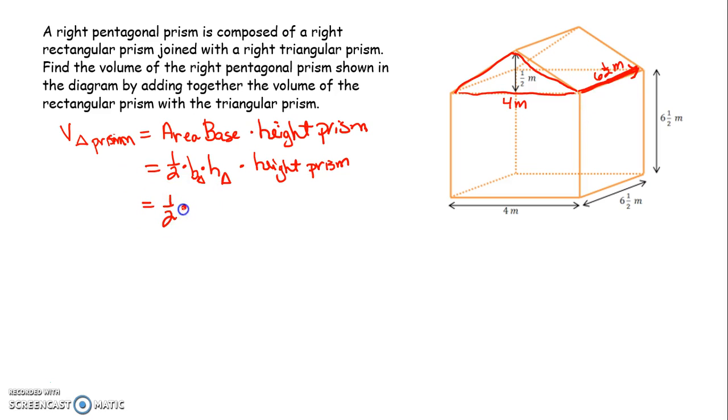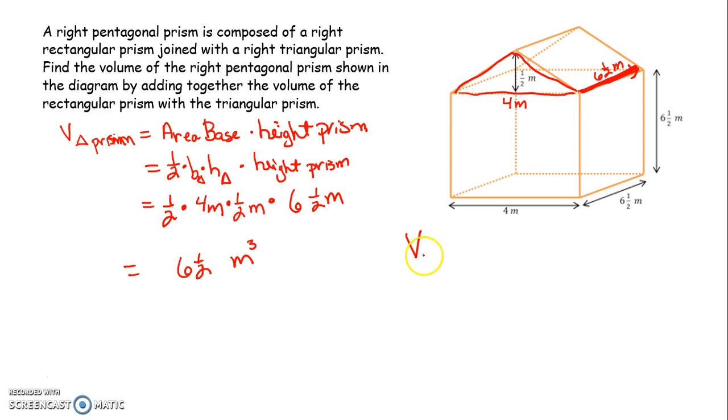So this would be 1/2 times the length of the base of the triangle, which is 4 meters, times the height of the triangle, which is just 1/2 meter, times the height of that triangular prism, which is 6.5 meters. Meters times meters times meters, I know that's going to be meters cubed. 1/2 of 4 is 2, 1/2 of 2 is 1, times 6.5, that would be 6.5 cubic meters is what it would take to fill up the triangular prism.